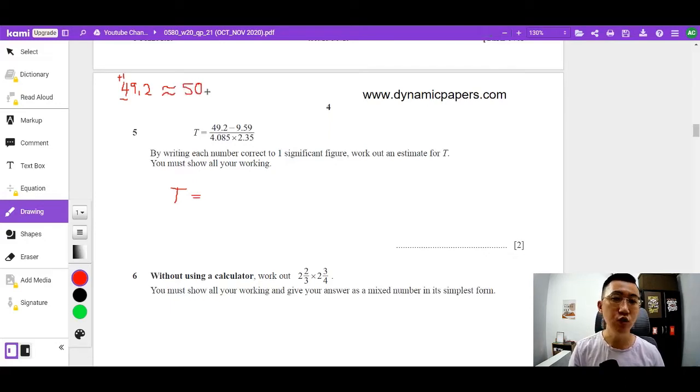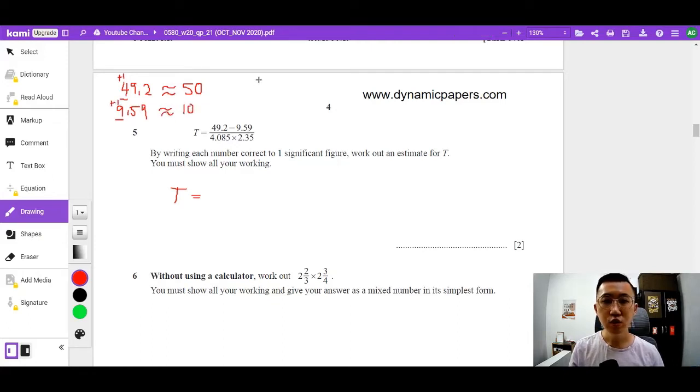Cannot write 50.0. If you write 50.0, there's 3 significant figures. But if it's like 50, it can be 1 or 2 significant figures. Remember that. Okay, next number, 9.59. Underline this. This is the place for 1 significant figure. Check this number to the right. 5 and above need to plus 1, just like your rounding skill. So this is actually 10.